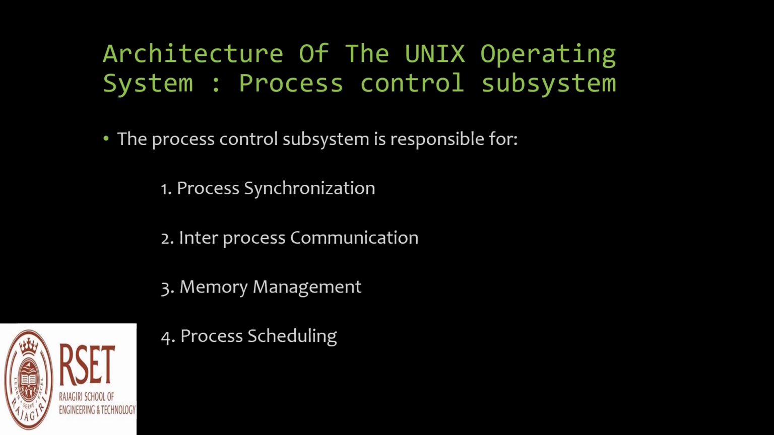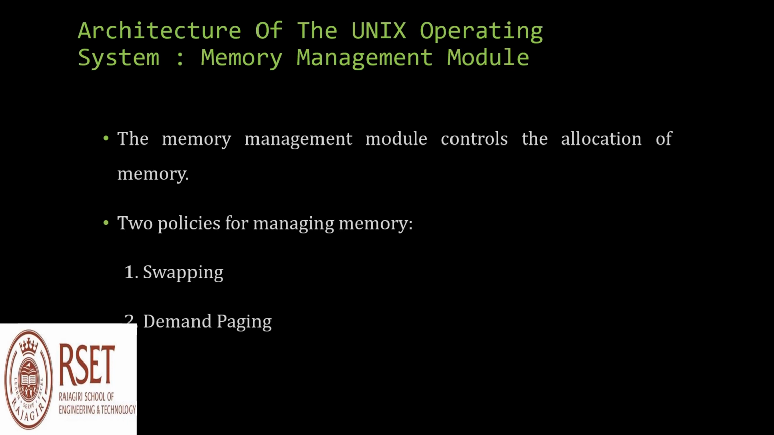The process control subsystem is basically responsible for process synchronization, inter-process communication, memory management, and process scheduling. The memory management module controls the allocation of memory, so it is responsible for allocating memory to each process. It makes use of two policies for managing memory: swapping and demand paging, which you have already studied during your graduate time. The swapper process is sometimes called the scheduler as well.